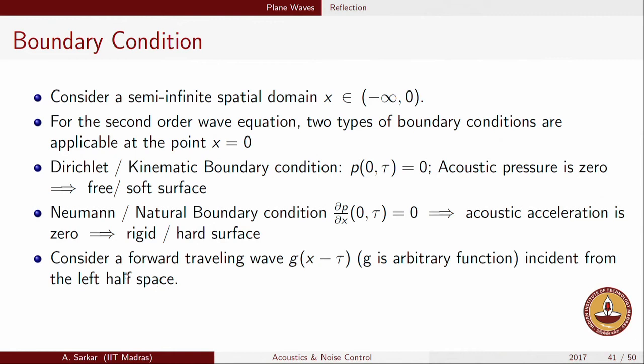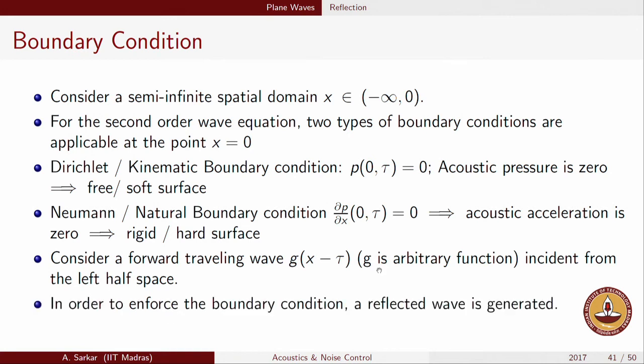So, we will take a very simple example. We will first consider a forward travelling wave g of x minus tau, and it is incident from the left half space, that is from minus infinity a forward travelling wave is coming. A forward travelling wave, as we know, can be expressed in the form of g of x minus tau, g being just an arbitrary function, it could be virtually anything.